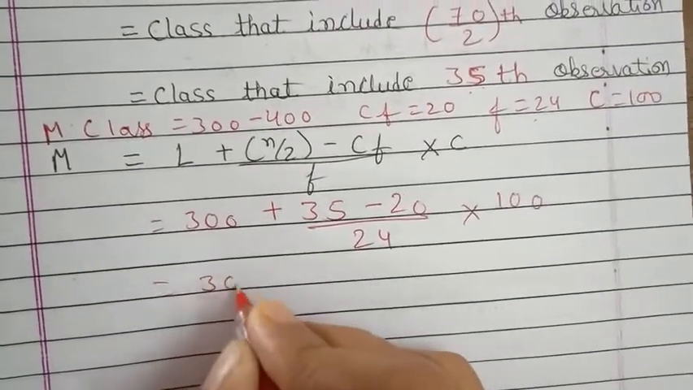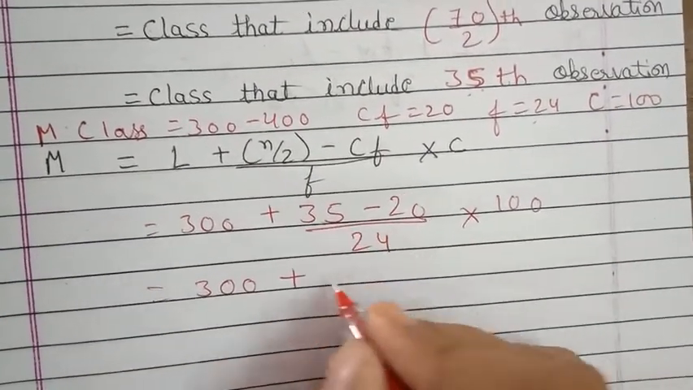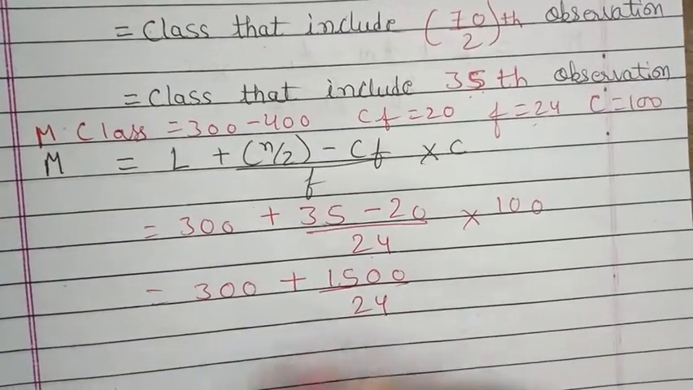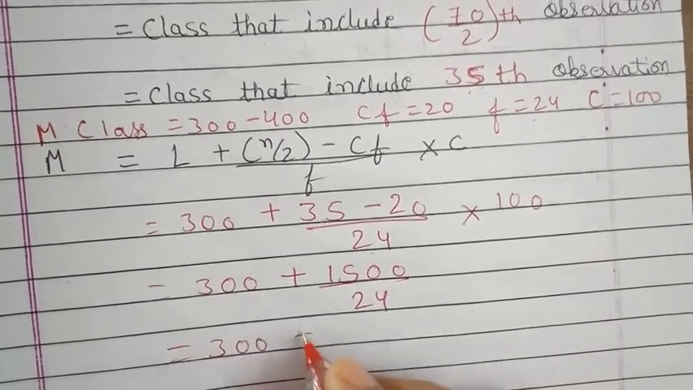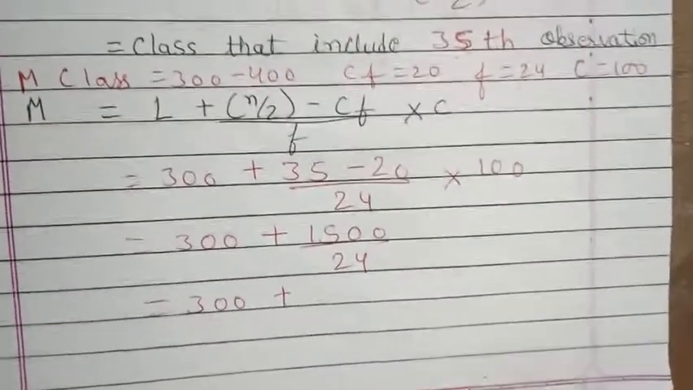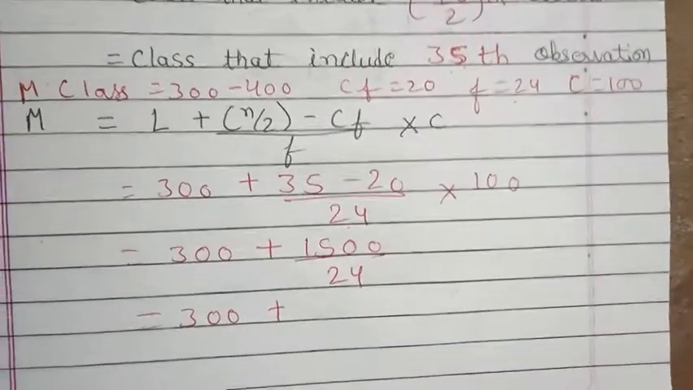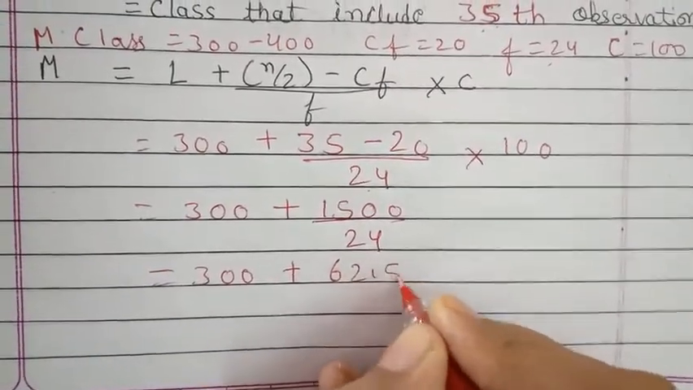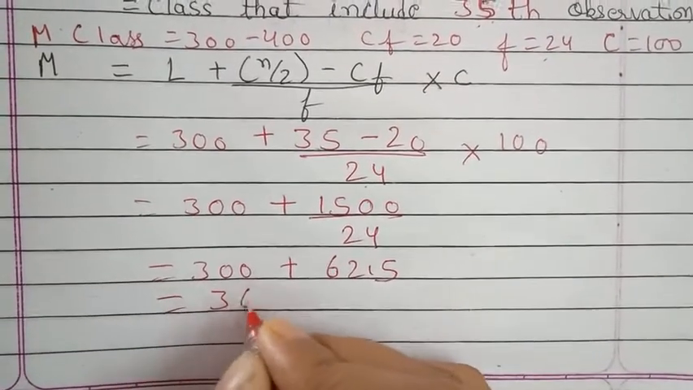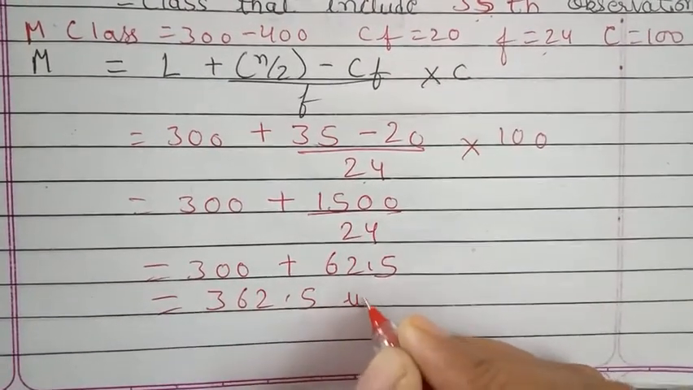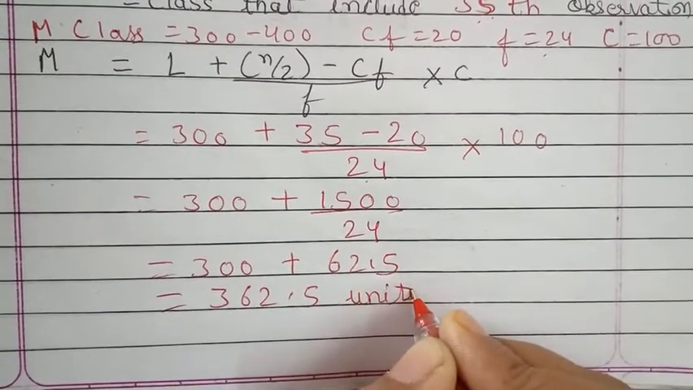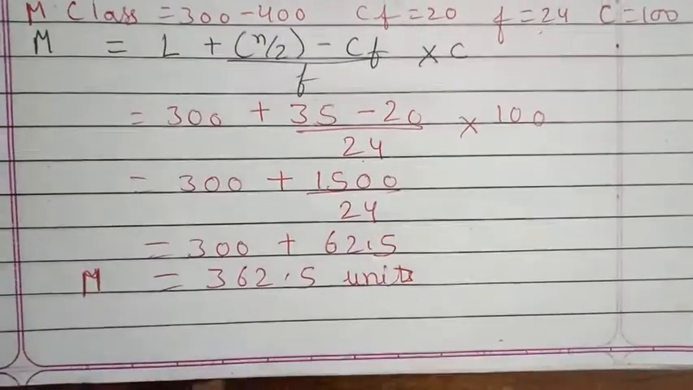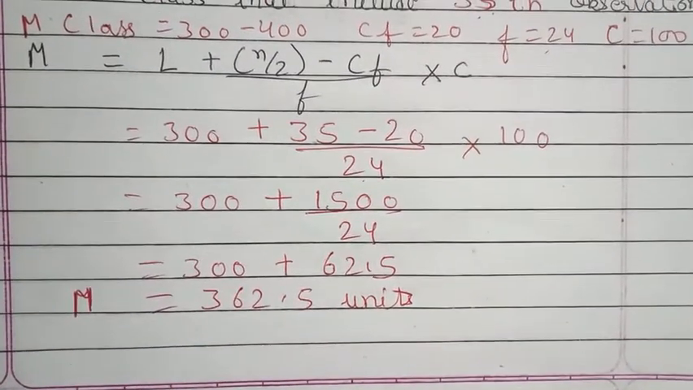That is equal to 300 plus 35 minus 20, which is 15. And 15 into 100 is 1500, divided by 24. So 300 plus 1500 divided by 24 will give us 62.5. So that is equal to 362.5 units. Hence our median consumption of electricity is 362.5 units.